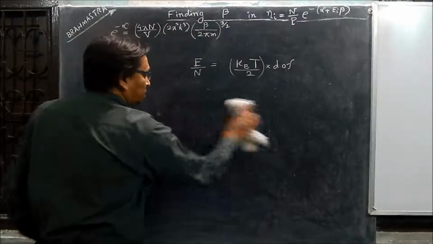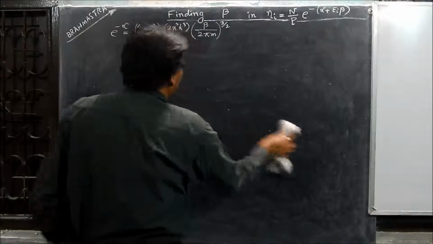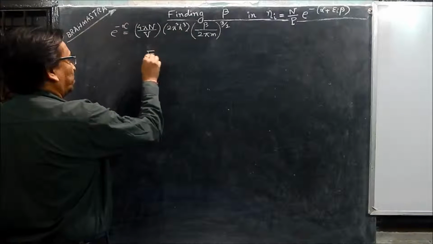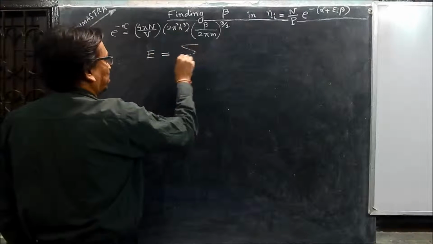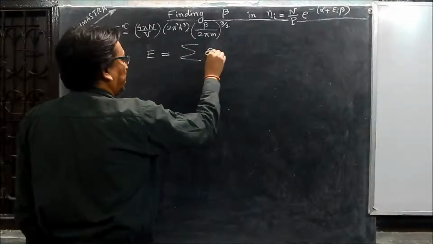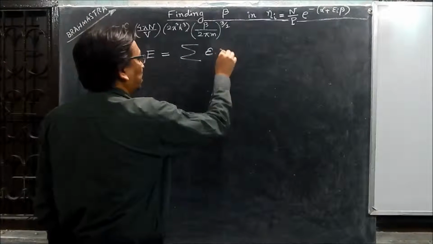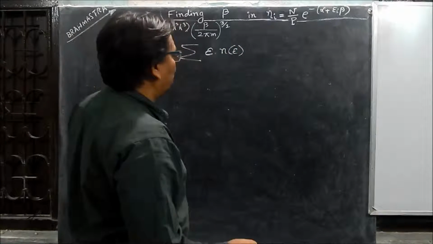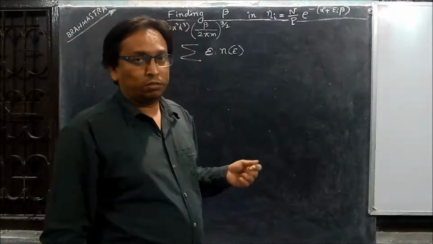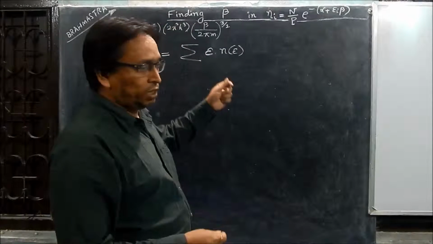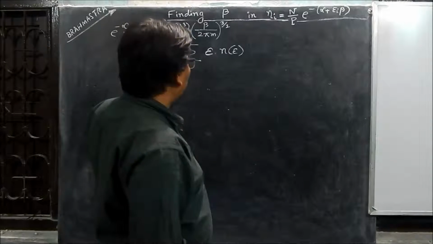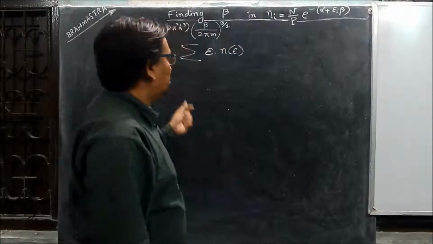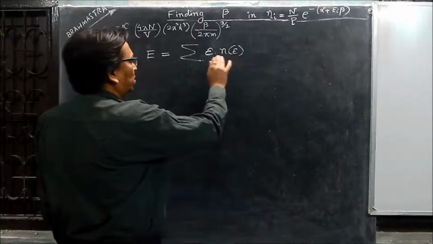Now we are interested in finding the total energy of the particles. The total energy can also be given as the summation of energy epsilon and the number of particles having that energy, summed over all of them. As we have done in our previous classes, Ei into Ni, and the summation of all these is the total energy of the particles, and that is constant for a particular volume. Here also we want to do this, but it is not discrete.